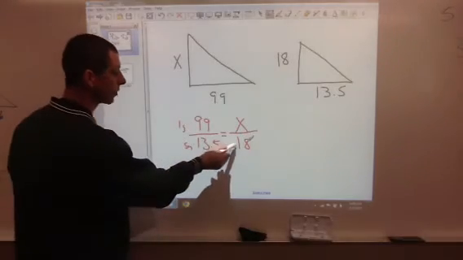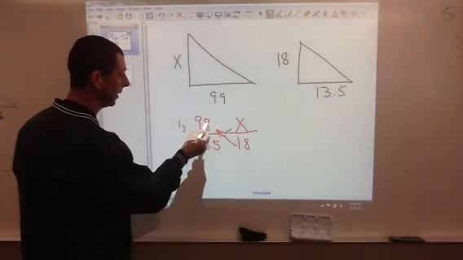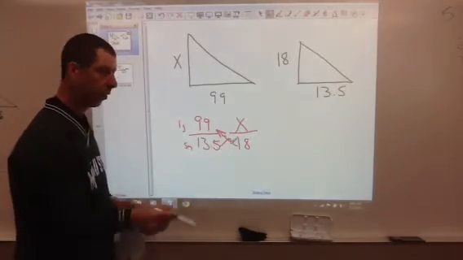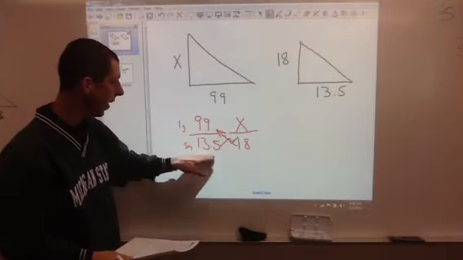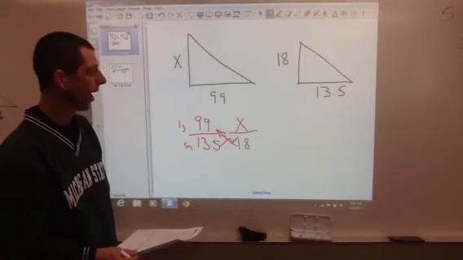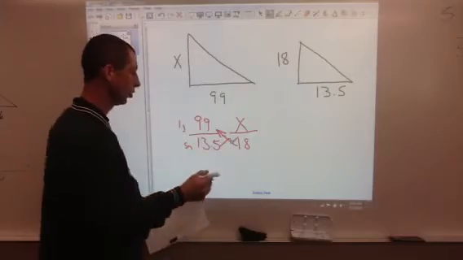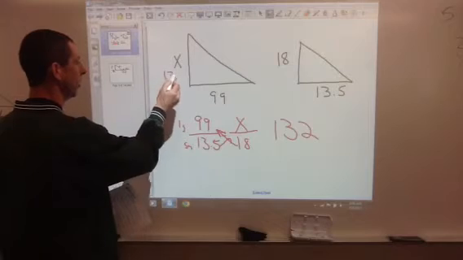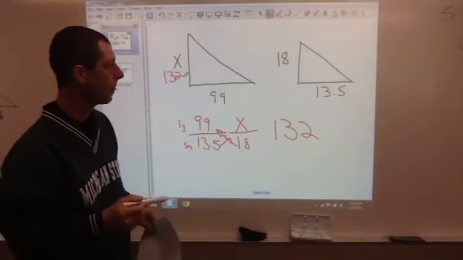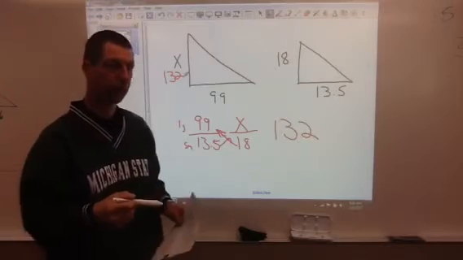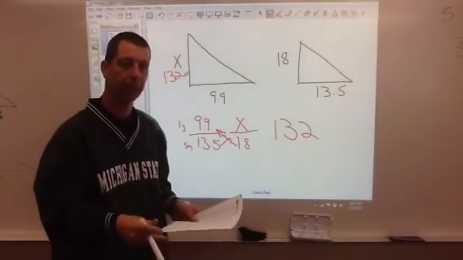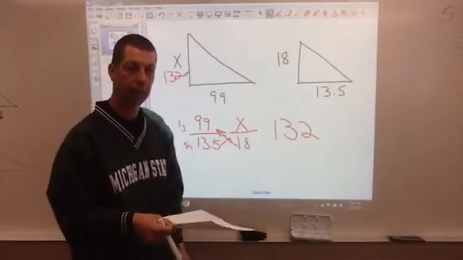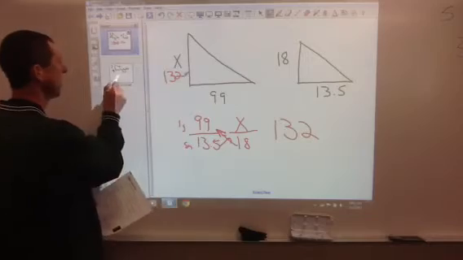Okay, now I can cross multiply to solve for x. So I go 18 times 99, okay, 13.5 times x, which ends up being 18 times 99 divided by 13.5, and that problem comes out to 132. So the height of this silo is 132 feet. Okay? So that's the process for doing one with shadow reckoning, and all of them are set up like that. Sometimes students will have a picture, sometimes they'll have a word problem and they've got to create the picture themselves. Alright, now here's another type.